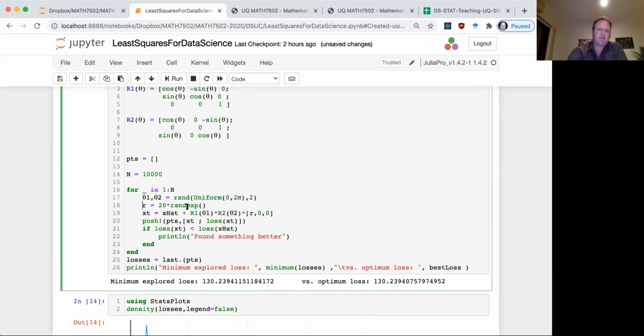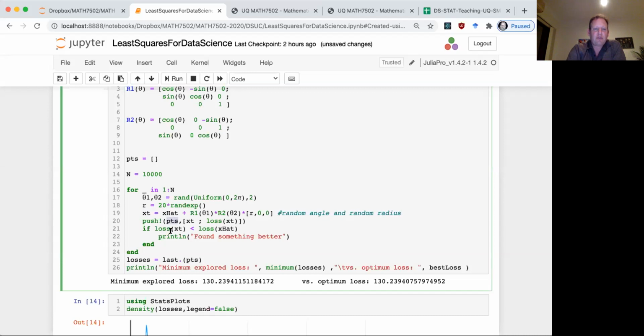And then I'm going to do 20 times a random exponential. The exponential distribution is a distribution that goes like this and has infinite support, and it has a mean of 1 when you do this rand exp. So I'll do 20 times that, and that will be a radius. Then I'll take my point, the best point, plus these two linear transformations applied to the unit vector, multiplied by the radius. So this is basically a random angle and a random radius, and this is how I get points around my point.